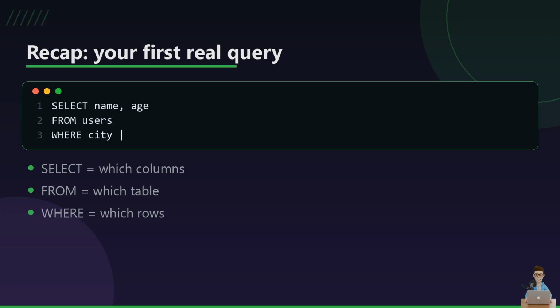So there's the whole toolkit. Select names the columns, from names the table, where picks the rows, and it runs from, then where, then select. Read this query out loud and it's just plain English. Give me name and age from users, where city is Delhi. Practice on any small table you have and it'll feel automatic fast.